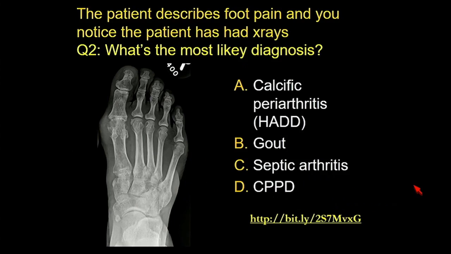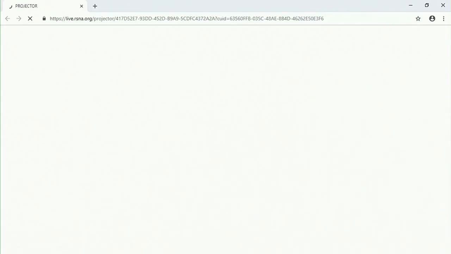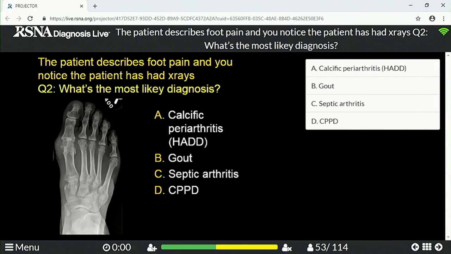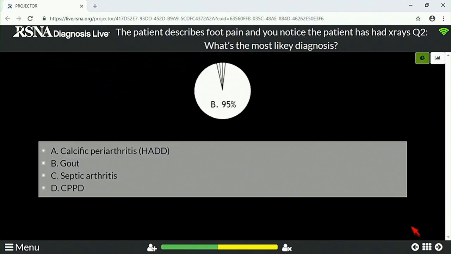So, this particular patient describes foot pain, and you notice that the patient has had x-rays, and here they are, of the foot. So, what is the most likely diagnosis now? Is it calcific periarthritis or hydroxyapatite depositional disease, gout, septic arthritis, or CPPD? Quicker responses now, that's good. Okay, so most of you thought this was gout. Excellent, that is what this is.